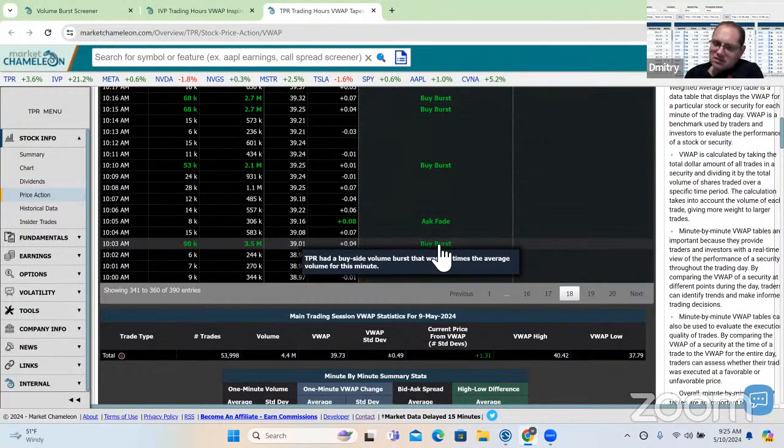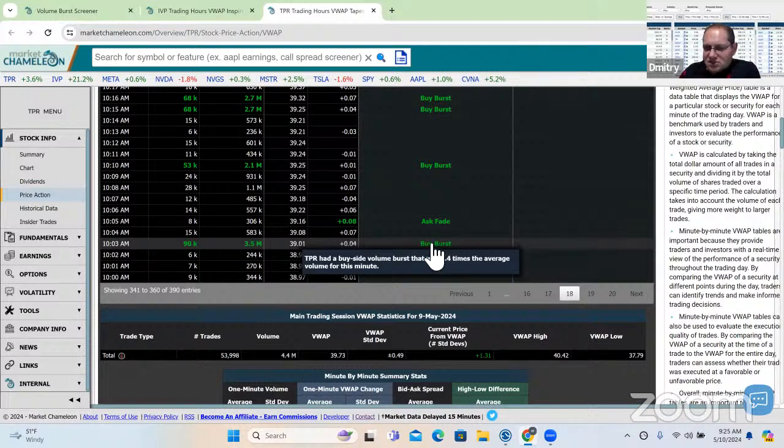And keep in mind that these statistics are tracking how things usually trade for this stock, right? So $3.5 million worth of stock may not be a lot for something like Amazon, but for this particular stock, this is a lot.